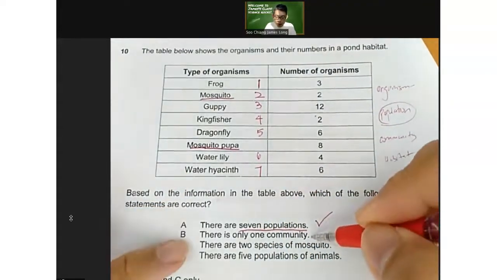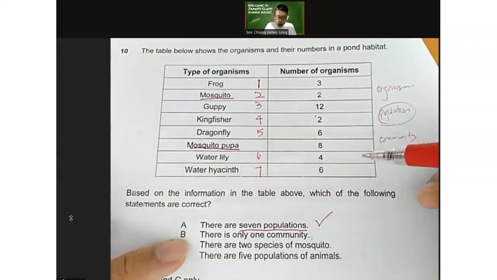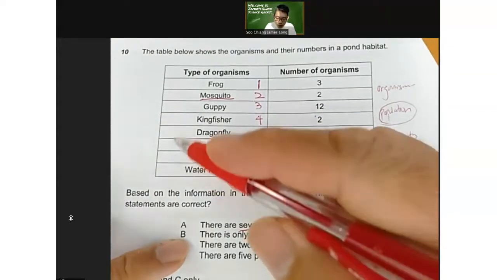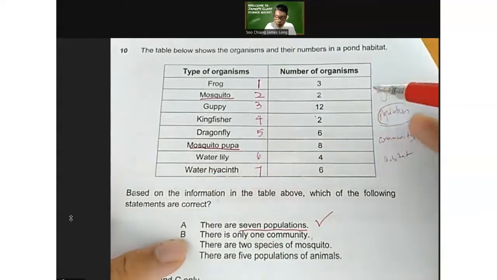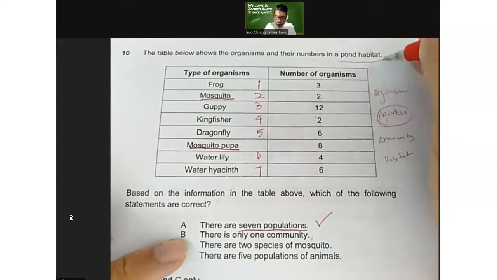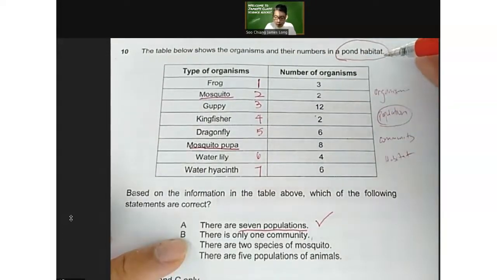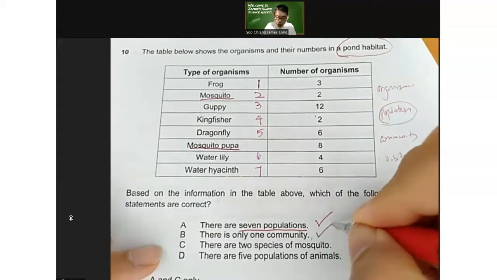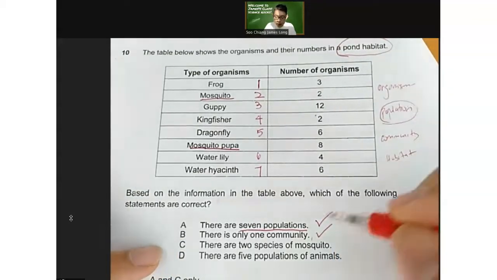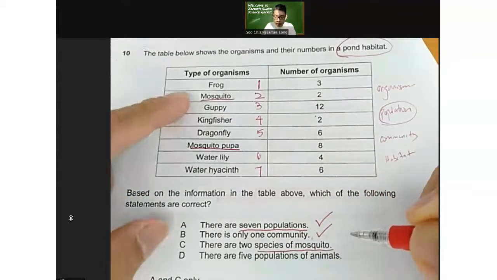There's only one community. So they all live in the same place. So this is just one community. Right, this is a pond community, and they all live in a pond habitat. Okay, so question 10, this is true. There are 2 species of mosquito. This is wrong. This is just adult and young.